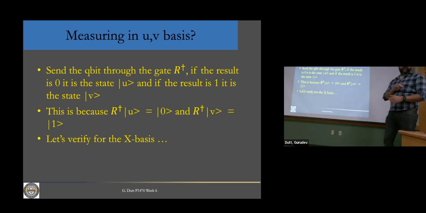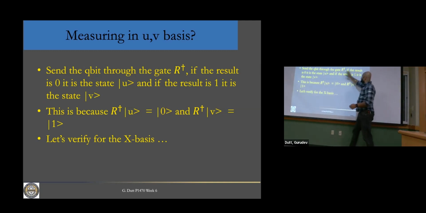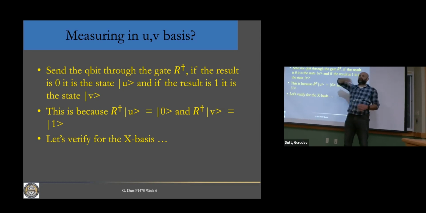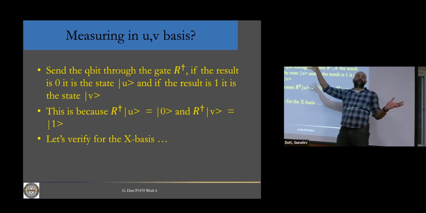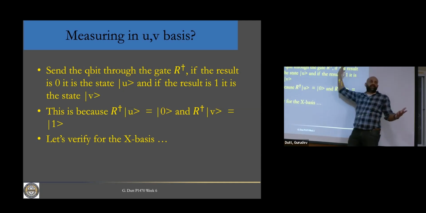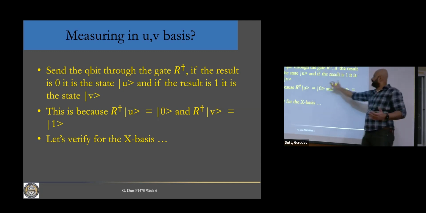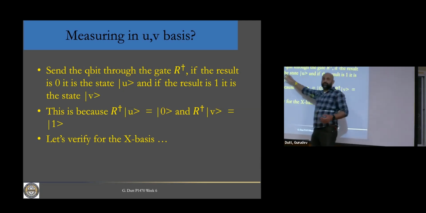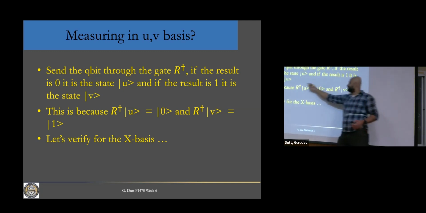Before I get into it, I wanted to point out how I measure in some new basis. When I measured along the plus and minus basis, you know what to do: you project it onto the plus and project it onto the minus. Same idea. I want to project onto U and V. The way to do that, as I've shown you earlier, is simply to take the qubit and multiply it by R dagger. Whenever I multiply by R dagger, if I measure 0, it is in the state U, and if the result is 1, it is in the state V.